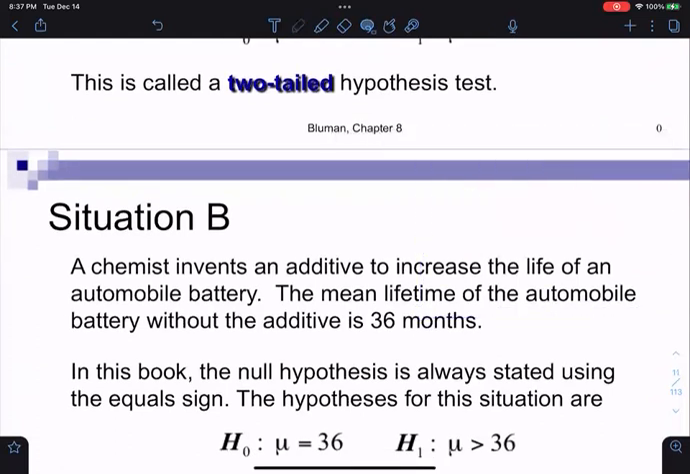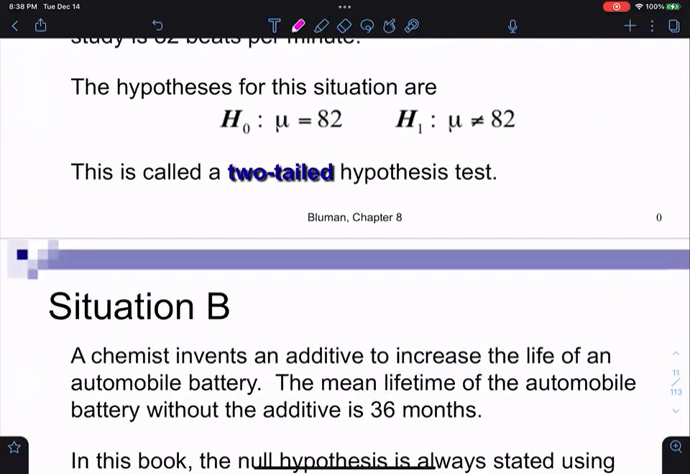Next problem: a chemist invents an additive to increase the life of an automobile battery. Okay, increase, this is the magic word, increase. So that means that this is a right-tailed test, right? So he wants to find out if it increased. The mean battery life is 36 months. So the null should be less than or equal to 36, and this is the claim, because he wants to find out if with this additive, this invention that he made, it will increase the lifetime of the battery. He wants to find out if his invention makes the battery last longer, right?